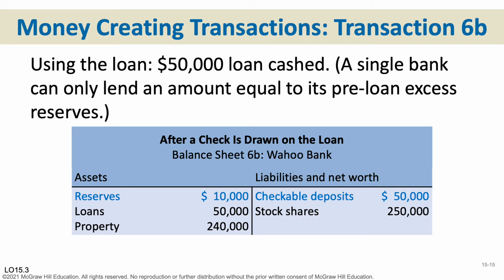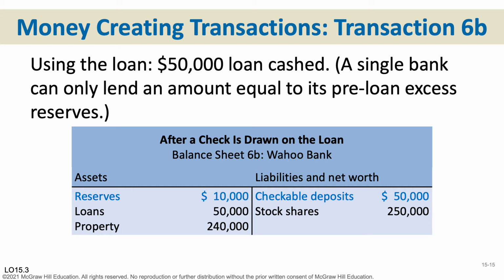Grizzly wrote a check off the Wahoo bank account that he has and gave it to the meat packing equipment company, who banks at a different bank, and they deposit it. So the meat packing equipment company's checking account goes up. The check goes through the Federal Reserve, who takes money out of Mr. Grizzly's bank's reserve account and puts it into the meat packing company's bank's reserve account. So whenever you write a check, checkable deposits go down by the amount of the check and reserves go down by the amount of the check.